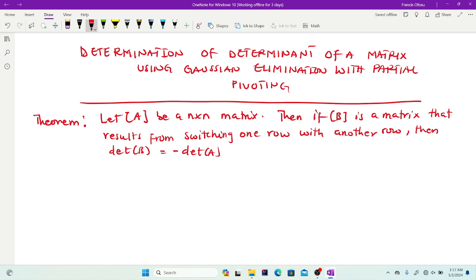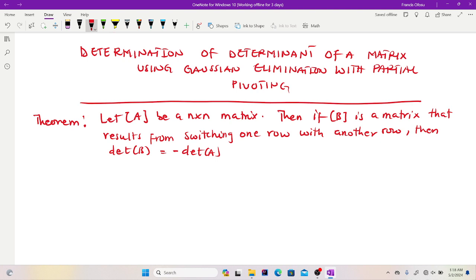Let's get straight to what I have in the video. I have a theorem here which says: let A be an n by n matrix, and n by n indicates a square matrix, from the previous videos. Then if matrix B is a matrix that results from switching one row with another row, then the determinant of B is equal to negative determinant of A.